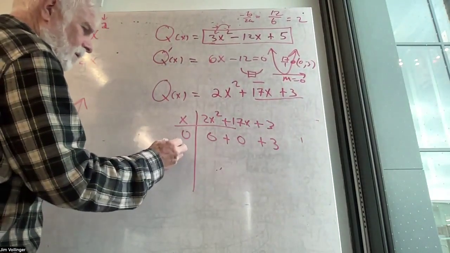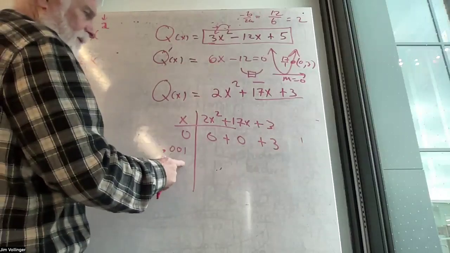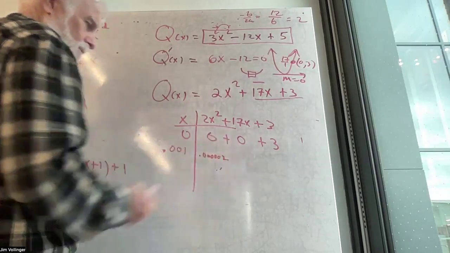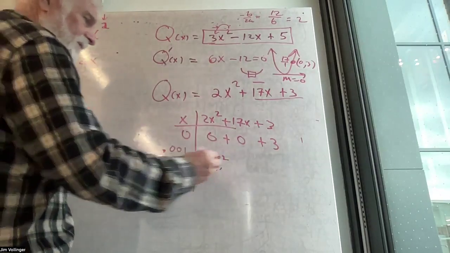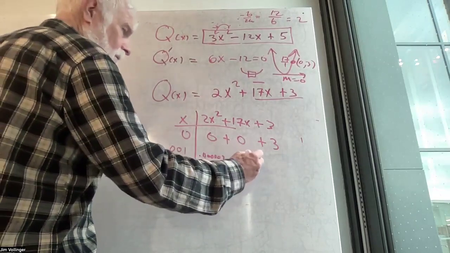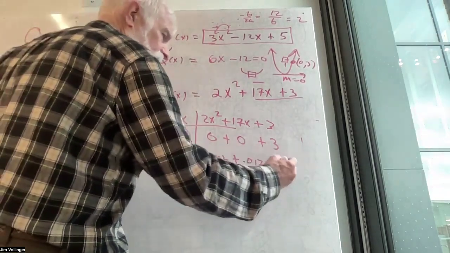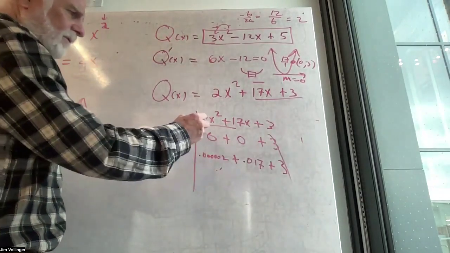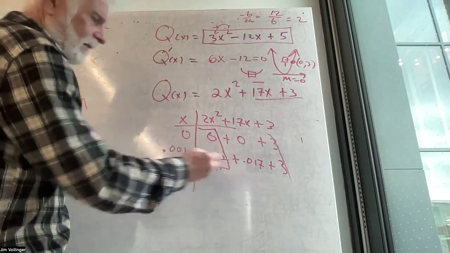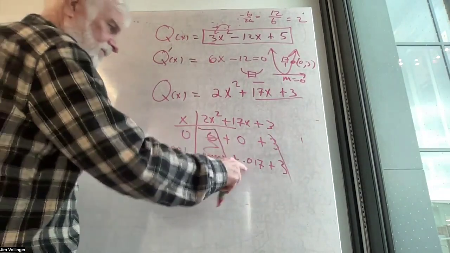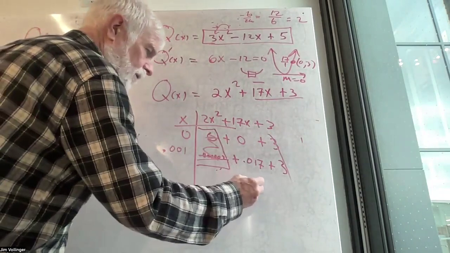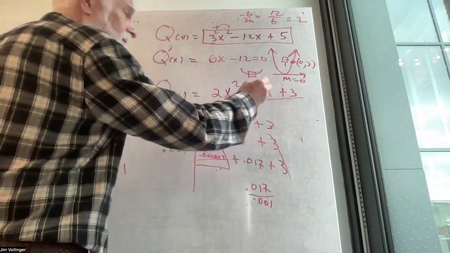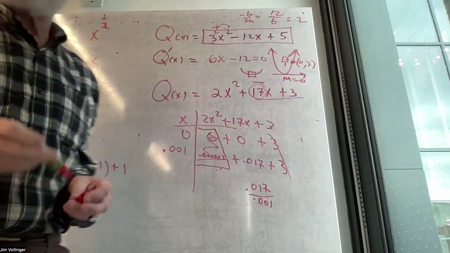Let's throw 0.001 in. Well, if I square that and double it, I get 0.000002. If I multiply that by 17, I get 0.017, and I still have a 3. I don't see any change there. How would you describe that change? I would say negligible. It looks like this is changing at 0 by 0.017 divided by 0.001. Oh, another coincidence, 17 to 1.